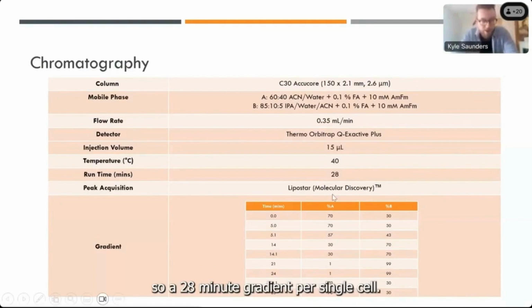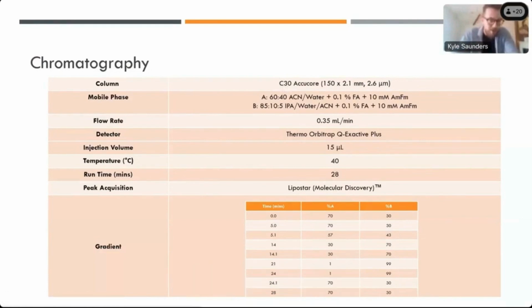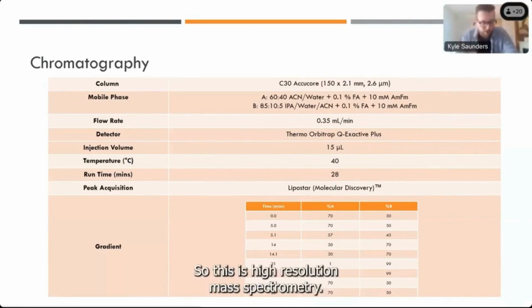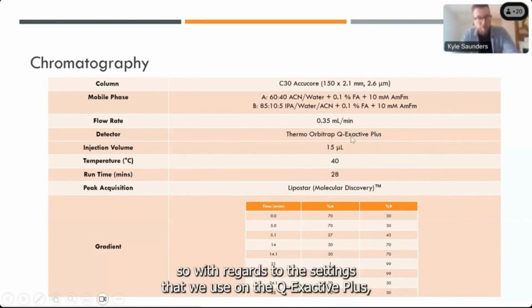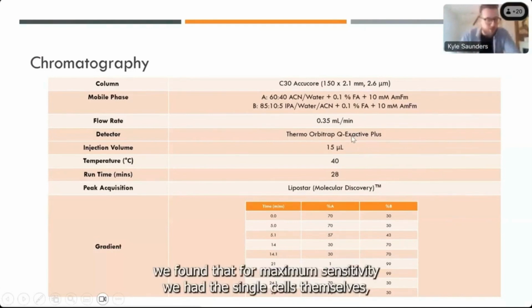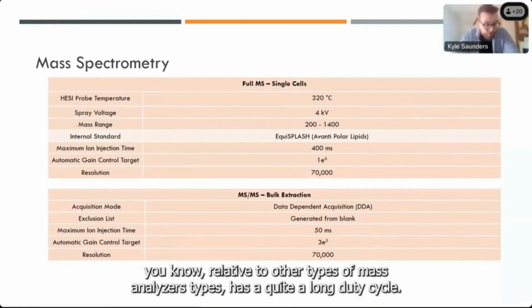So a 28-minute gradient per single cell. We're using a C30 stationary phase, so we want maximum retention of our quite non-polar lipids there. And we're doing so on a Thermo Orbitrap Q-Exactive Plus. So this is high-resolution mass spectrometry. So with regards to the settings that we'd use on the Q-Exactive Plus, we found that for maximum sensitivity, we had to keep single cells themselves, the actual samples, at full MS, just MS1. The reason for this is the Orbitrap, relative to other types of mass analyzers, has quite a long duty cycle.